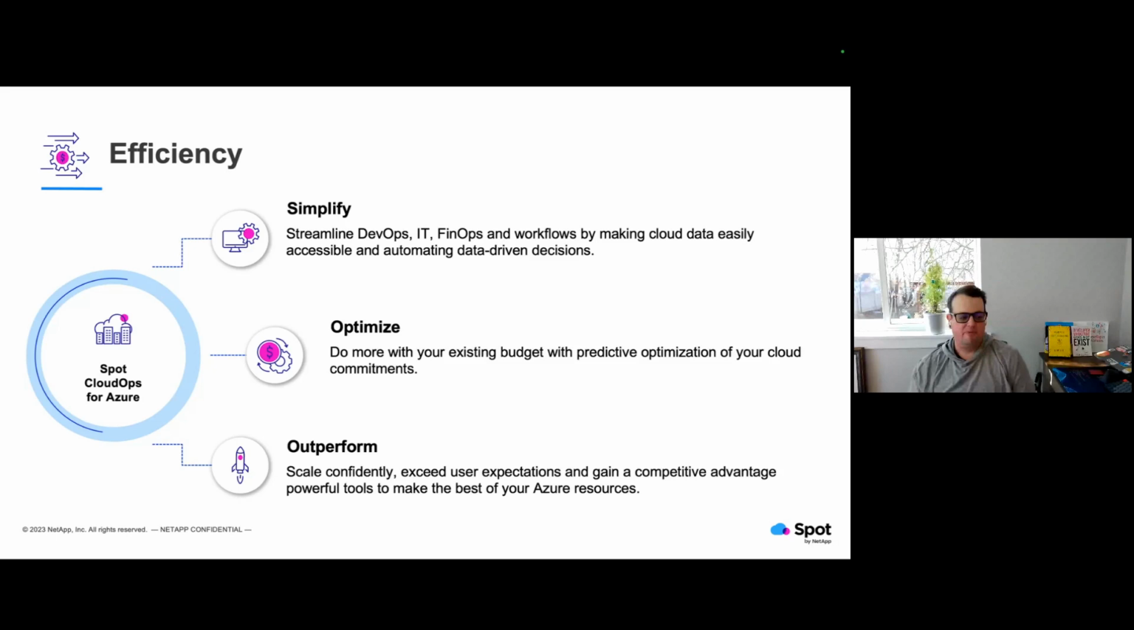And when we say outperform, we want to scale confidently. We want to exceed the expectations of our internal and external users and have that competitive advantage and use powerful tools that get the best utilization out of our Azure resources.